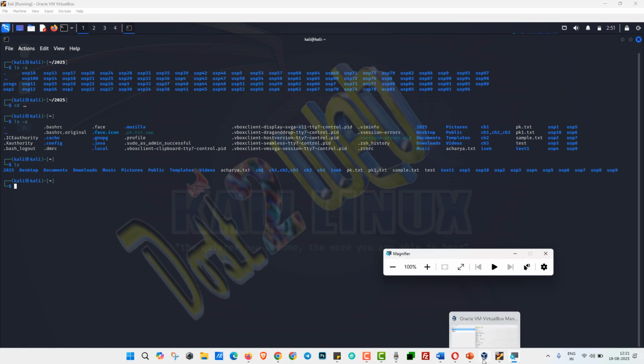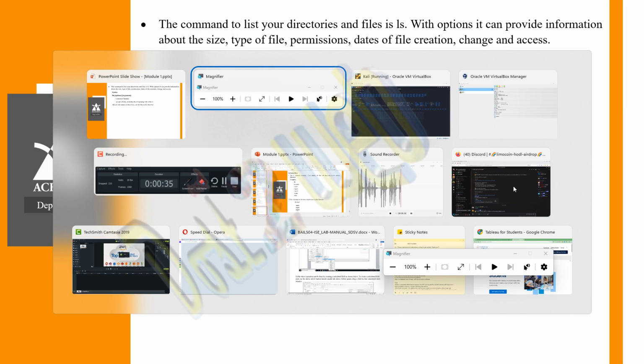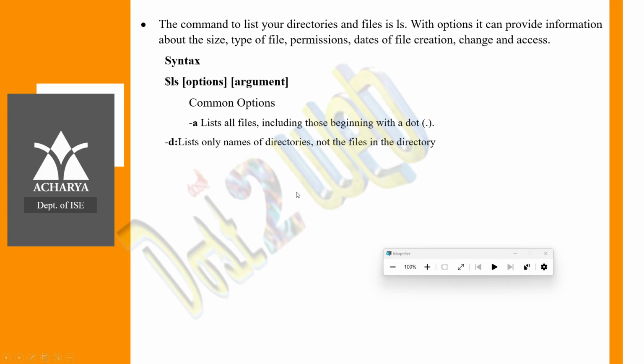Next we have the option -d. What is the use of -d? It will list the names of directories, not the files in the directory. Remember, d does not stand for directory listing of everything; ls alone lists all, but -d will show only the directory names, not the files in the directory. Okay, I will check this one.